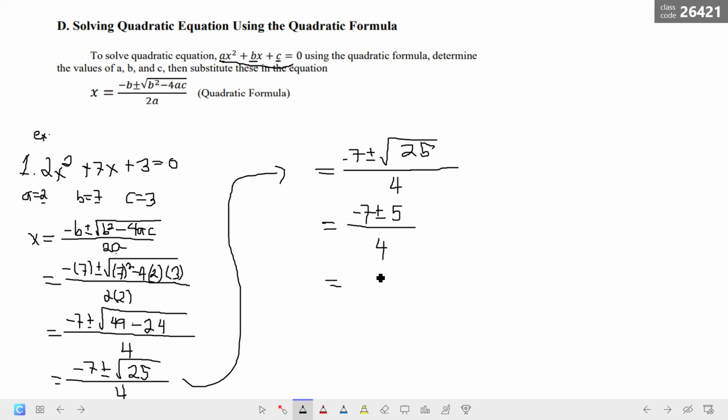Then, let us separate itong dalawang ito. So, kopyahin muna natin, negative 7.